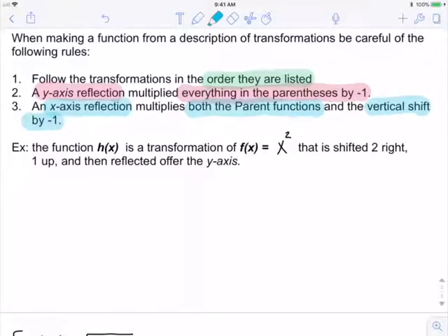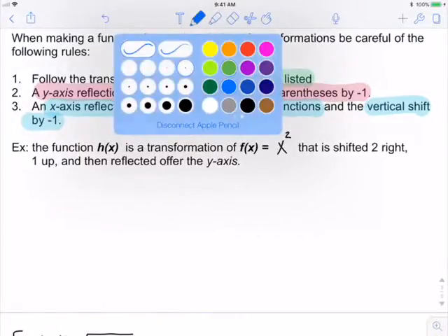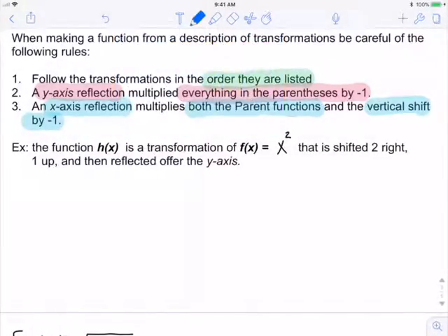So let's see if we can do this with an example here. Our goal will be to take the function f of x is equal to x squared, shift it 2 to the right, 1 up, and then reflect over the y-axis. Okay, well let's do it one at a time.